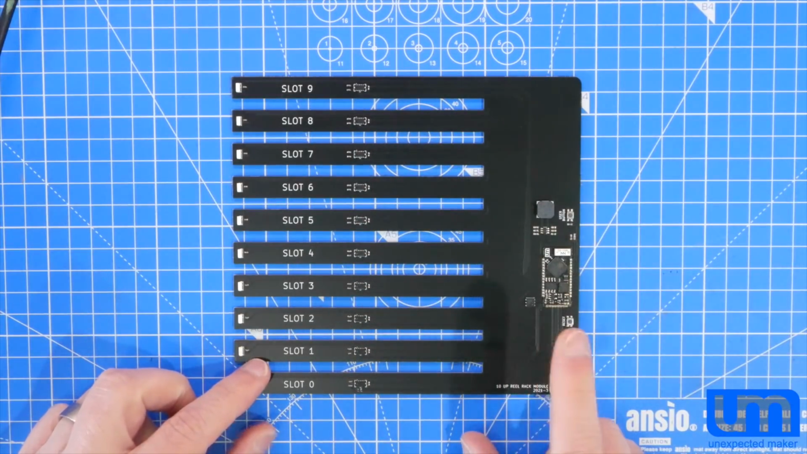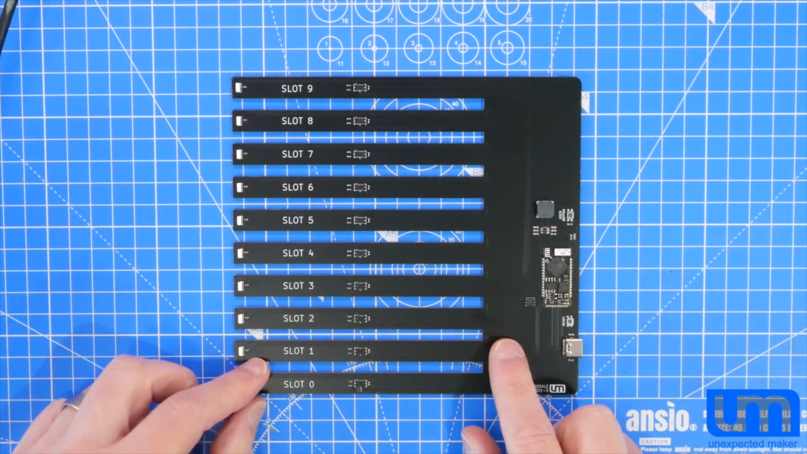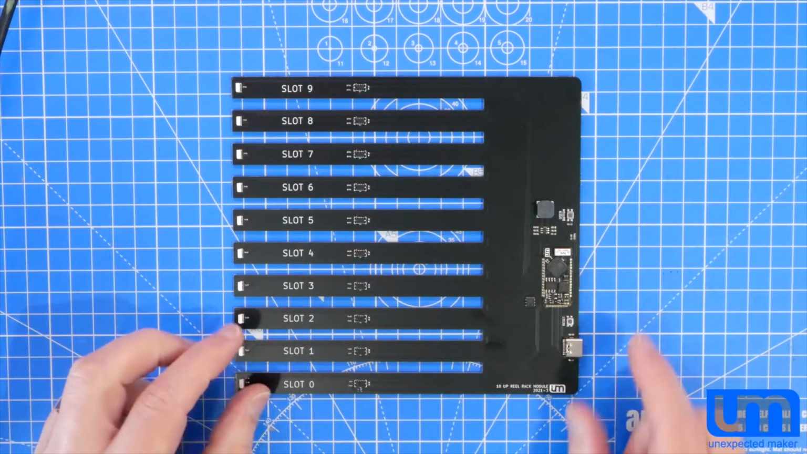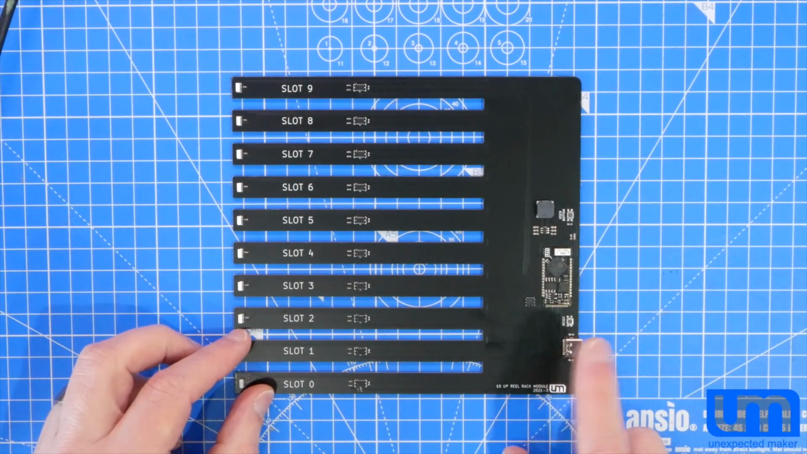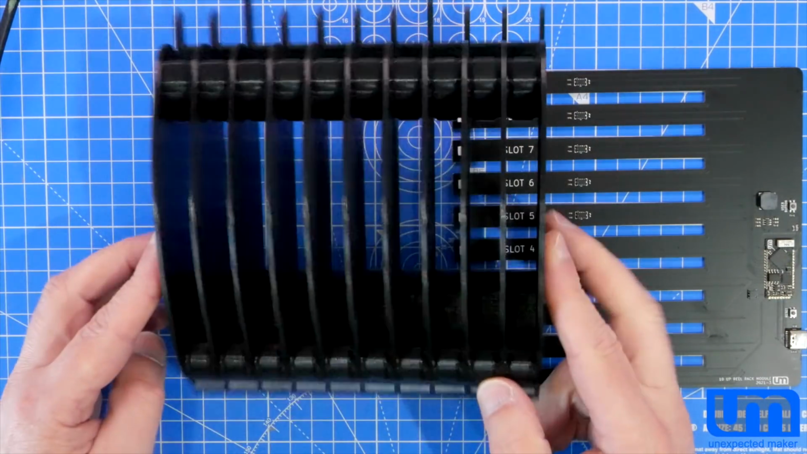These modular reel racks are not connected to each other, and they're not connected to SAM. Everything about how they work happens over BLE. So it's a wireless solution other than power coming into here. Each one of these PCBs gets put inside a 3D printed reel rack.